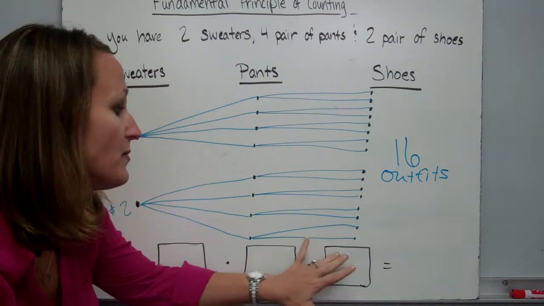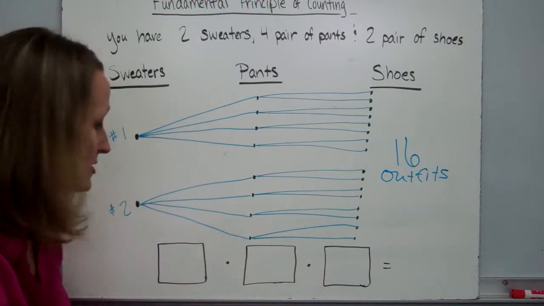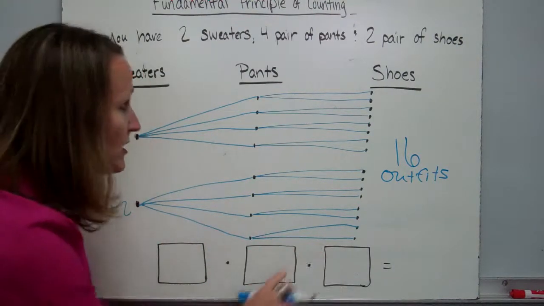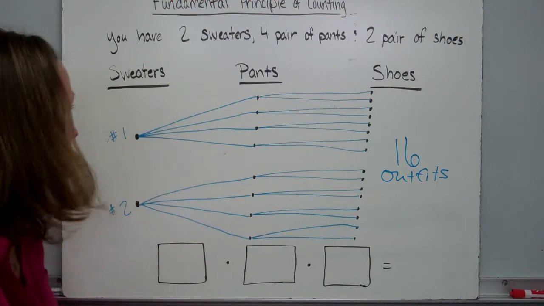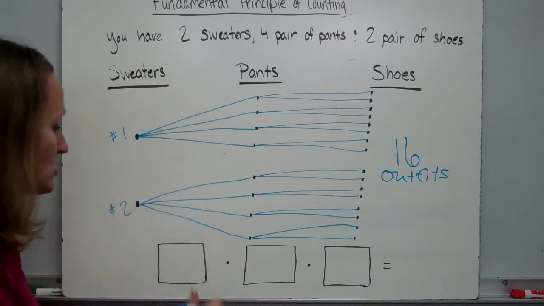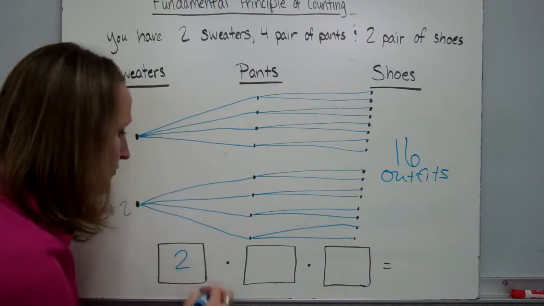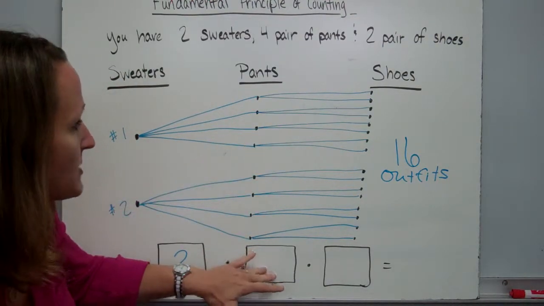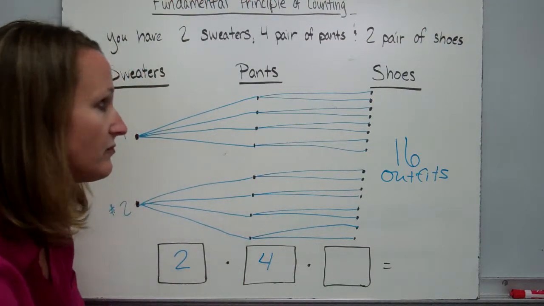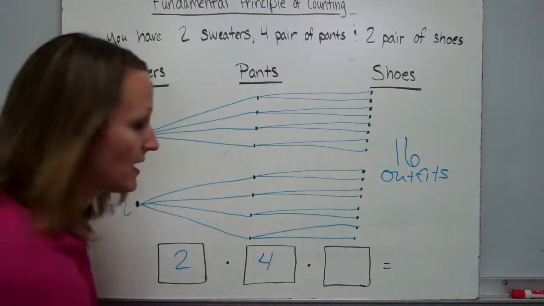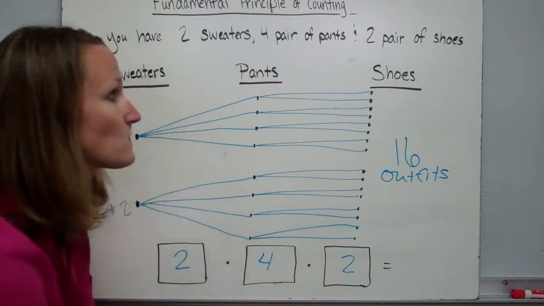If you draw your boxes to represent each item, so this is our first item, our second item, and our third item, I'm going to put the number of things to represent each item. So for example, this box represents sweaters, and I had 2 sweaters. And this box represents pants. I had 4 pair of pants. And this box represents shoes, and I had 2 pair of shoes.